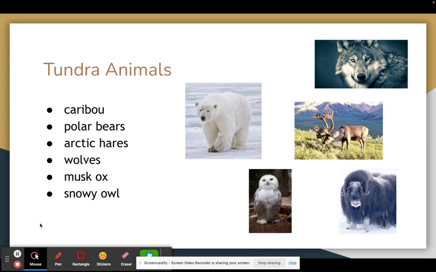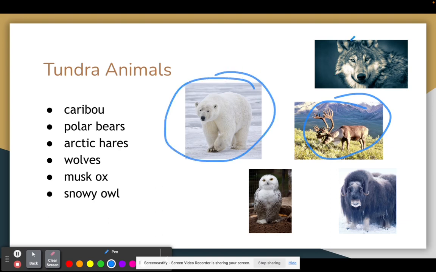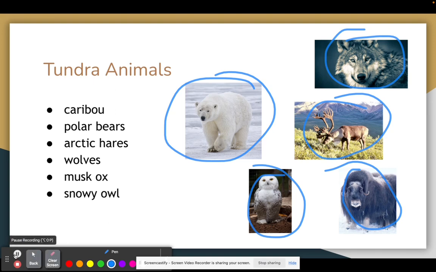There are a variety of animals that live in the tundra. Many you may be familiar with, like the caribou, which is right here in this picture. There are Arctic hares, polar bears, wolves, musk ox, and snowy owls. There are obviously many, many other animals that live there, but these are just a few to highlight so you can associate regionally where these animals can be found.